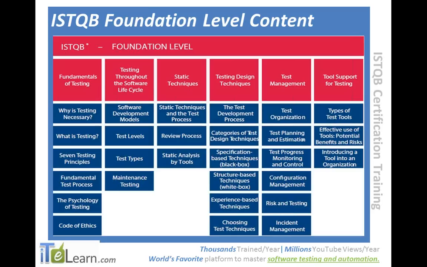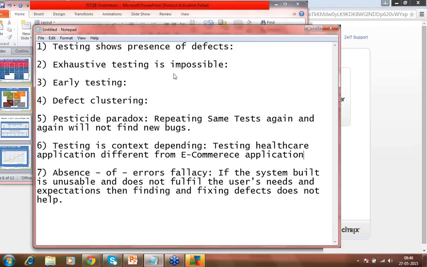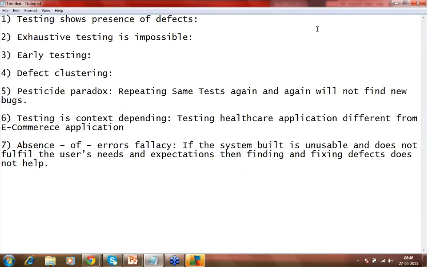How many of you have heard about these testing principles? Did anybody hear about them previously? I will deal with them in detail in the next one, but probably I can just show you. These are the different principles of software testing. Like, testing shows the presence of defects.